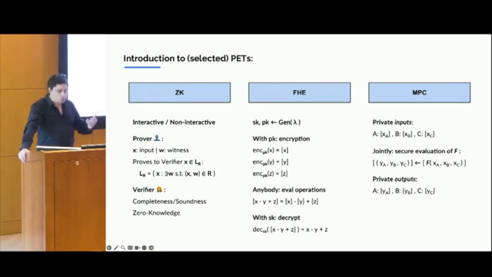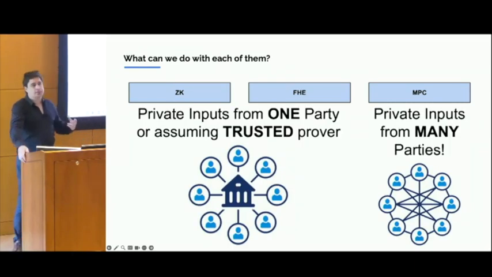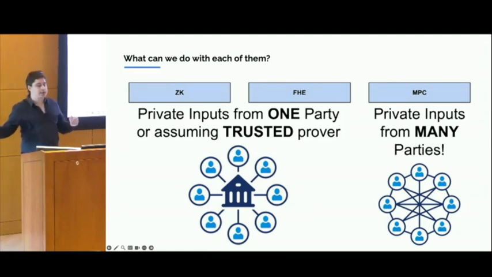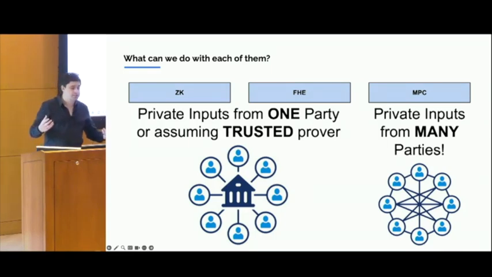So with this tool, we can go from a setting where we have either one party or a trusted prover who learns all of this information to create a proof or do computation, to a setting where we can have multiple parties, possibly in a decentralized system, computing on their private inputs.